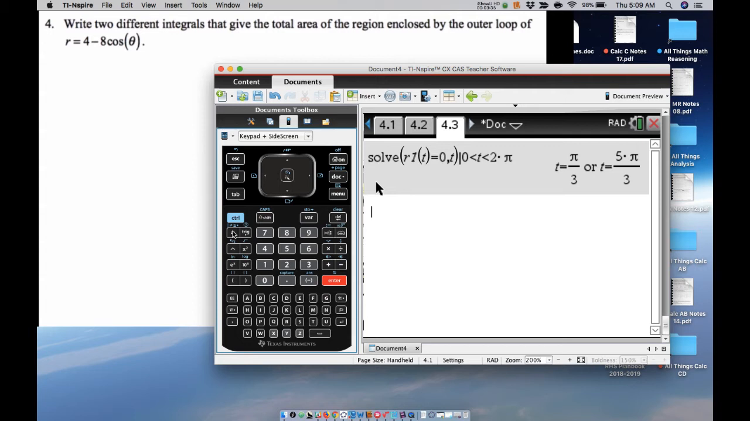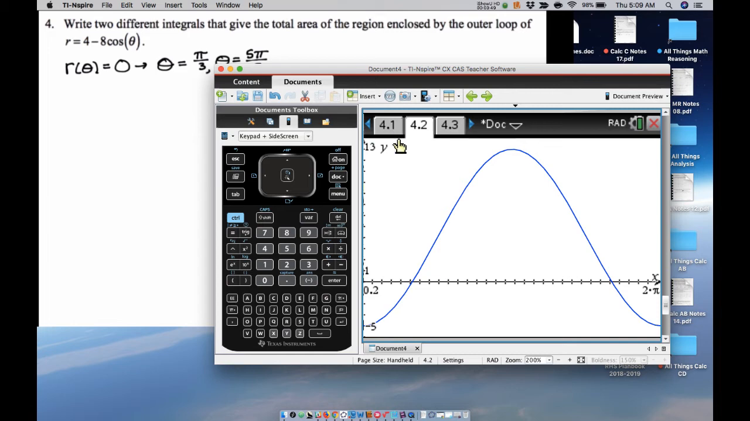So let's say what we did here. We set r of theta equal to 0, and that gave us theta is pi over 3, and theta is 5 pi over 3. So we know those zeros. So one option is to just go from pi over 3 to 5 pi over 3.